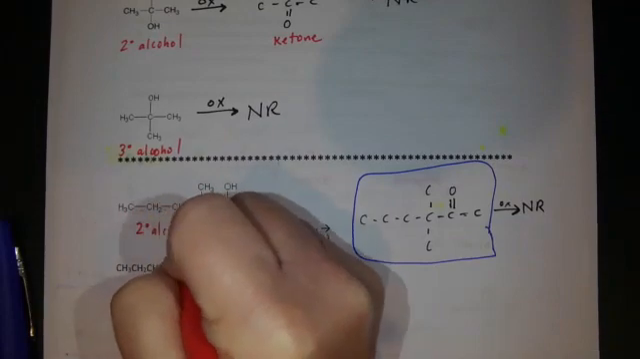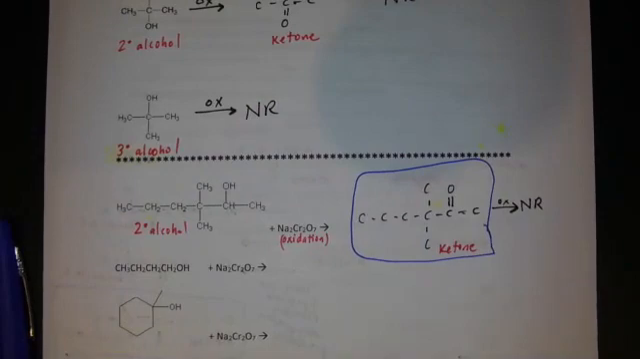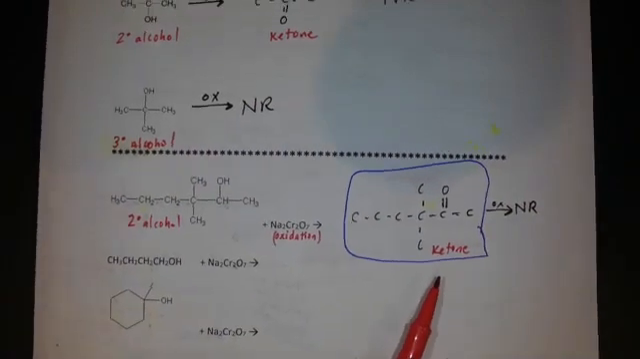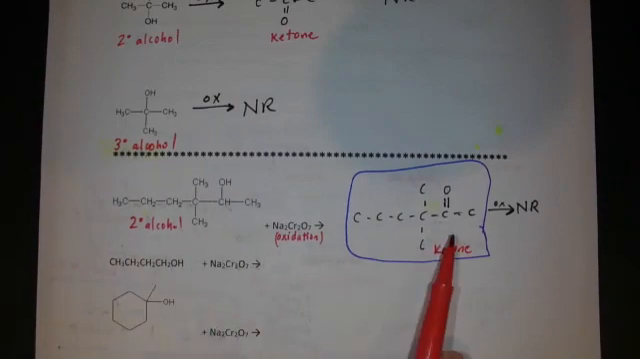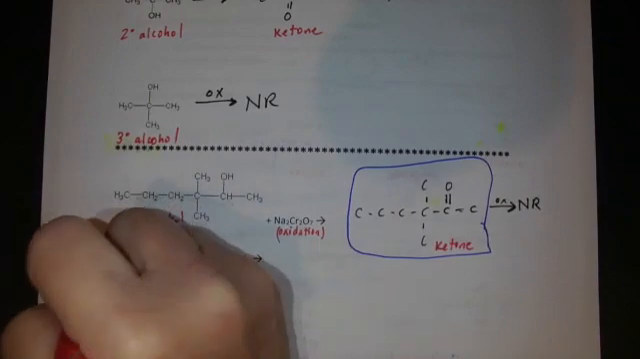This was a secondary alcohol. And when it gets oxidized, what we've produced is a ketone. That's not something that we identify by memorizing. That's something that we identify by drawing it out and figuring it out. This one, I see this as a primary alcohol.